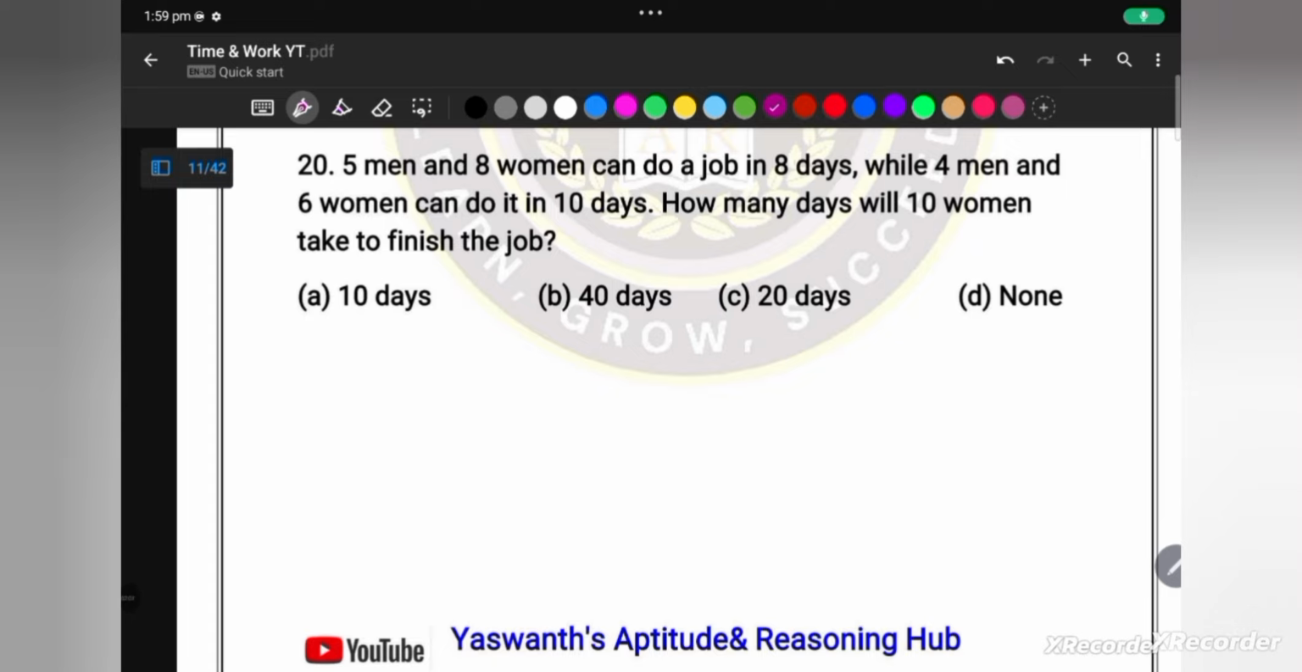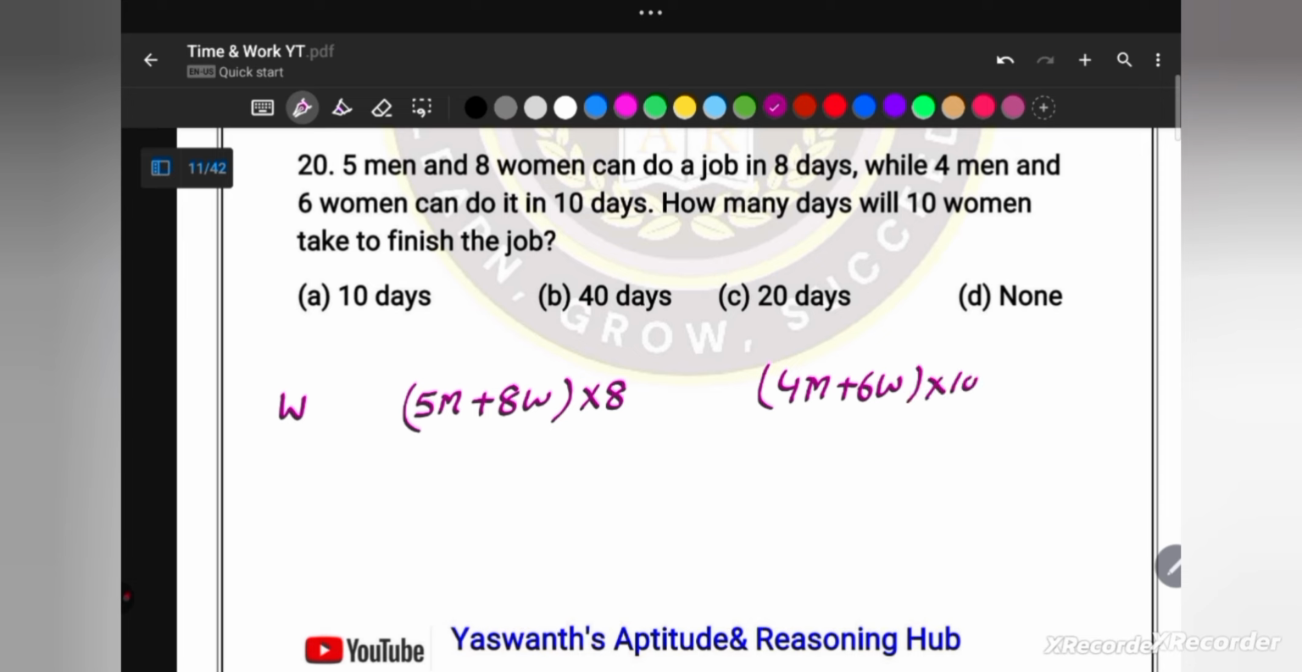5 men and 8 women can do the job in 8 days. So coming to the work here, in the first scenario, 5 men and 8 women are working for 8 days. In the second scenario, 4 men and 6 women are working for 10 days. In both cases, we'll be doing the same work.